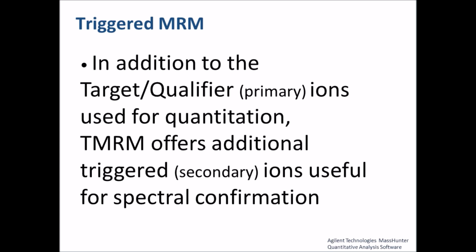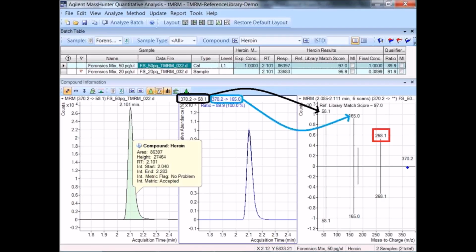So let's take a look at a specific example. Here we are looking at batch at a glance at heroin, and we're looking at the target, which is the transition of 370 to 58, and a qualifier seen in the qualifier overlay here of 370 to 165.